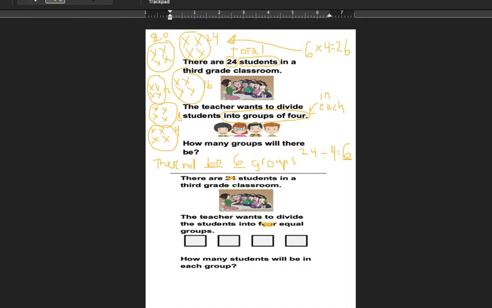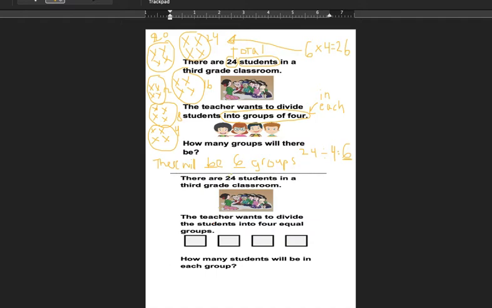So I'm going to read it again. There are students in the 3rd grade classroom. The teacher wants to divide the students into equal groups. So this already has the 4 equal groups there to help you out because it matches with the story. Now, I know that there are students in the classroom, and then I know that the teacher is putting them into equal groups. Now, for our next read, there are 24 students in a 3rd grade classroom. The teacher wants to divide the students into 4 equal groups. How many students will be in each group?